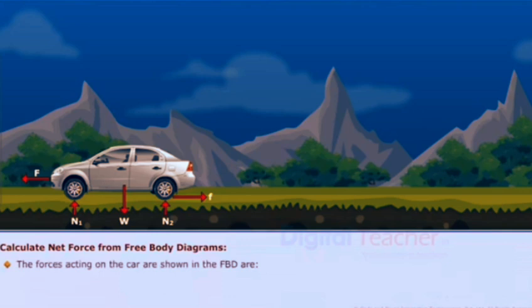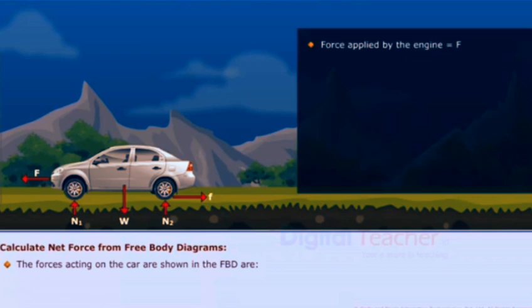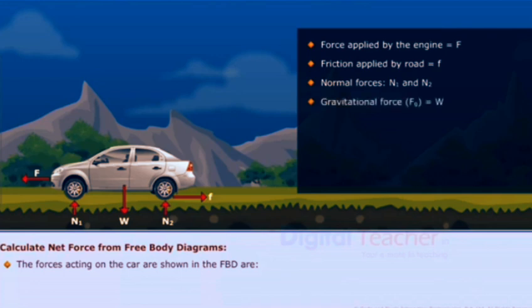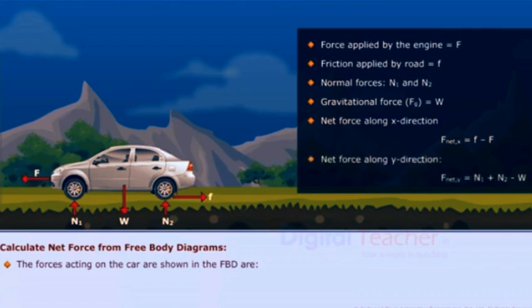The forces acting on the car shown in the FBD are: force applied by the engine is equal to capital F. Friction applied by road is equal to small f. Normal forces are N1 and N2. Gravitational force Fg is equal to W. Net force along X direction is equal to small f minus capital F. Net force along Y direction is equal to N1 plus N2 minus W.